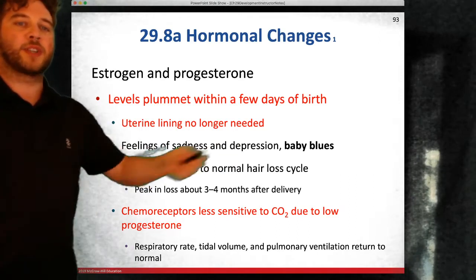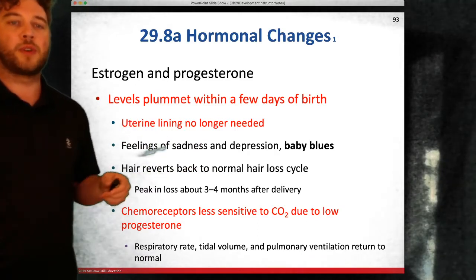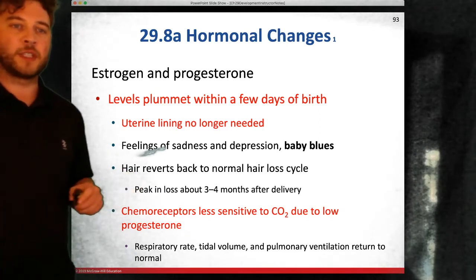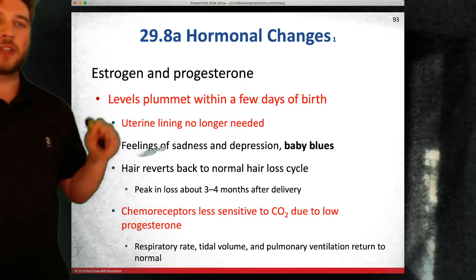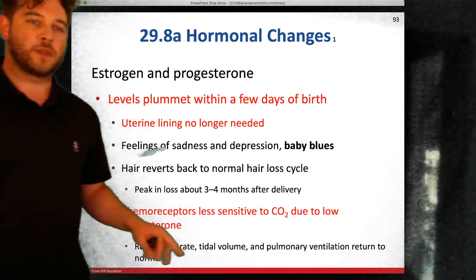Feelings of sadness and depression, called the baby blues. You have this plummeting of hormones. The hair reverts back to normal hair loss cycle. You have this peak in hair loss 3 to 4 months after delivery. Your chemoreceptors are less sensitive to carbon dioxide. They go back to their higher levels. So your respiratory rate, tidal volume, and pulmonary ventilation return to normal.